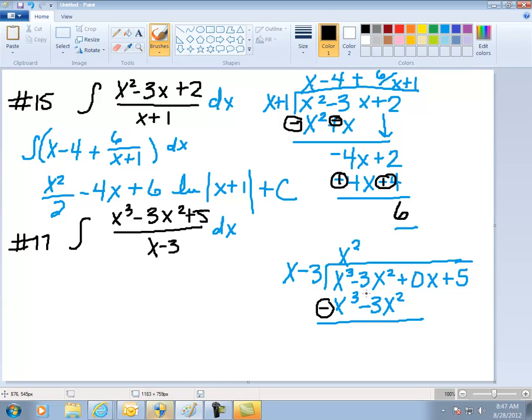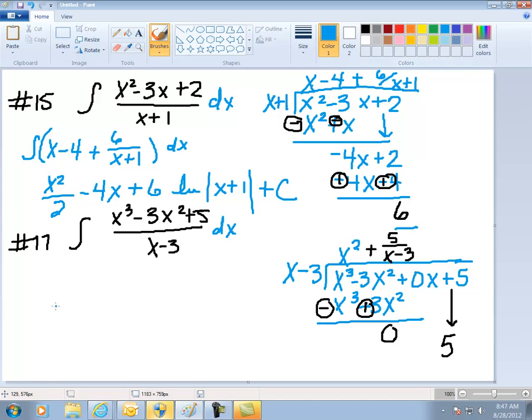x cubed minus x cubed goes to 0. Minus 3x squared minus a minus, in other words plus 3x squared, also goes to 0. And now I don't need this term at all, because 0 times anything is going to give me 0. But my remainder would be 5. So again, I can rewrite this as x squared plus, take your remainder, stick it on top of what you're dividing by, x minus 3.